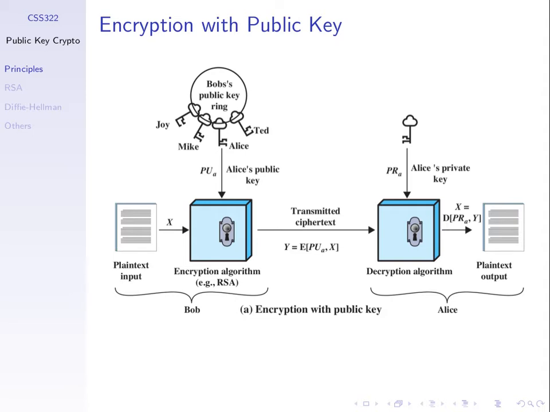Which public key? My public key. If someone wants to send me a secret message, you'll encrypt using my public key, and only I can decrypt it because only I have my private key. That's the idea there. Okay? So encrypt with the recipient's public key.